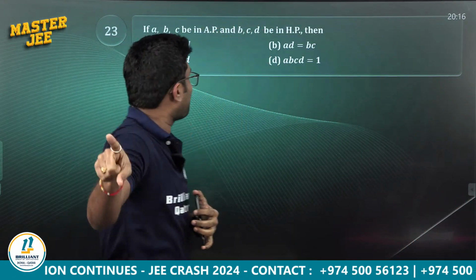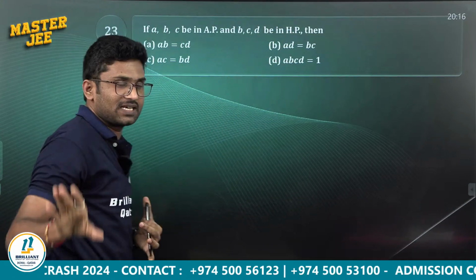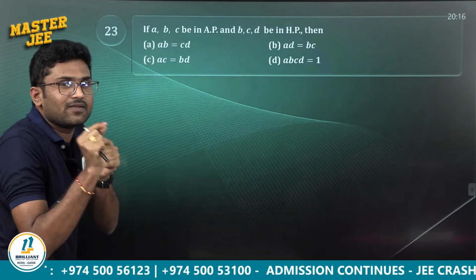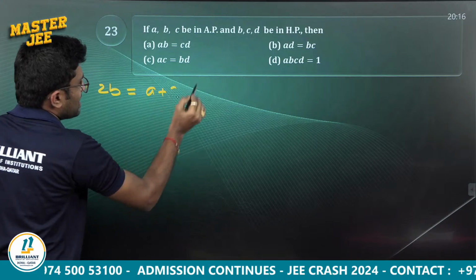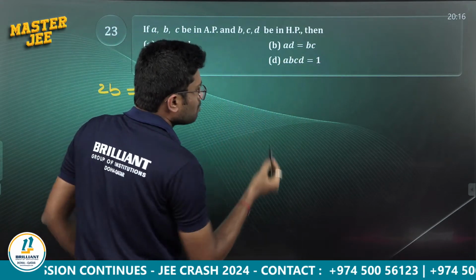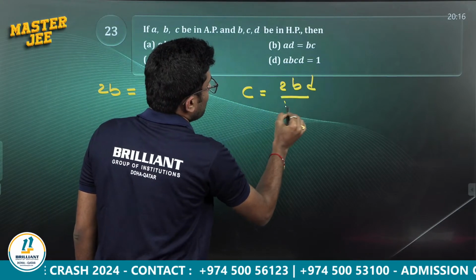If a, b, c are in AP and b, c, d are in HP, then they are asking for the relationship between a, b, c, d. So simple again, guys. If a, b, c are in AP, the general basic thing that we all know is 2b is equal to a plus c. That's it. Next, if b, c, d are in HP, then what we know is c is equal to 2bd divided by b plus d.